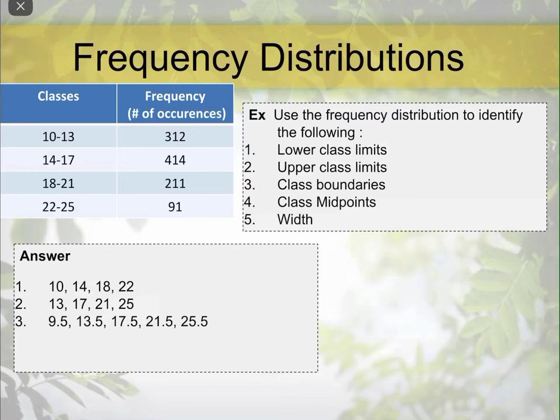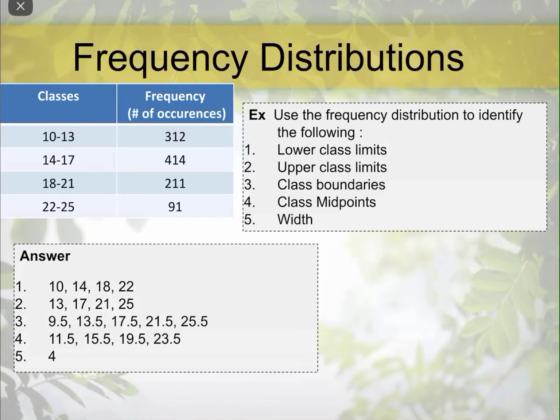Class midpoints, that's halfway between each of the classes. So remember, we're going to either find the middle number between 13 and 10 or add them together. 10 plus 13 is 23 and divide by 2. So 11.5, 15.5, 19.5, and so on.